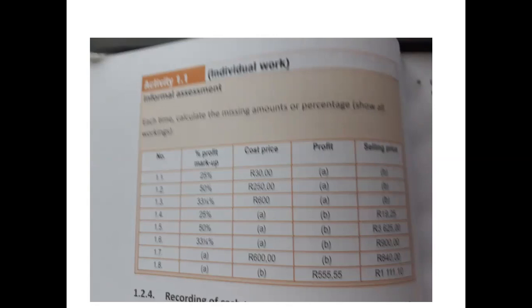Another example of how they can ask it is like 1.7, for instance, where they give you the cost price and the selling price. Then I will first go and calculate the profit amount. How do we get the profit amount? By subtracting the selling price minus the cost price. And then I will work out the profit percentage. To work out the profit percentage, you take your profit amount divided by cost price, times 100, to get a percentage.